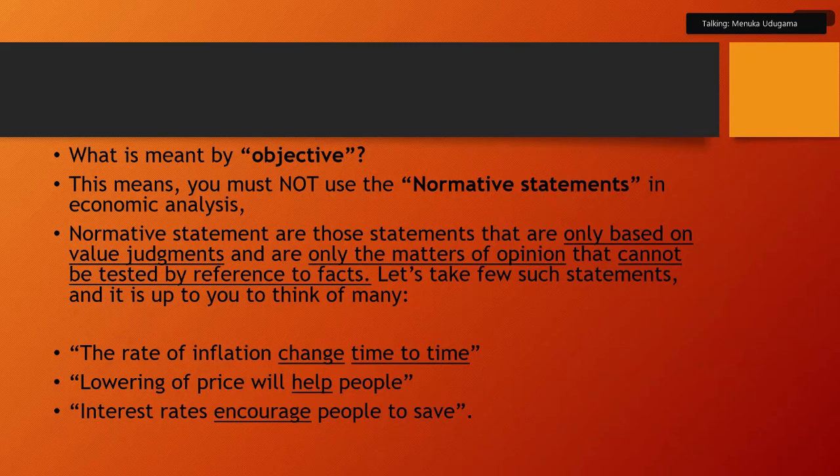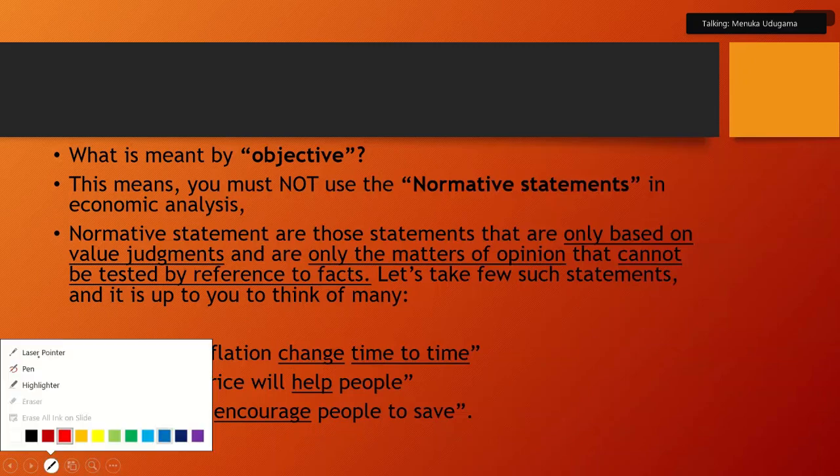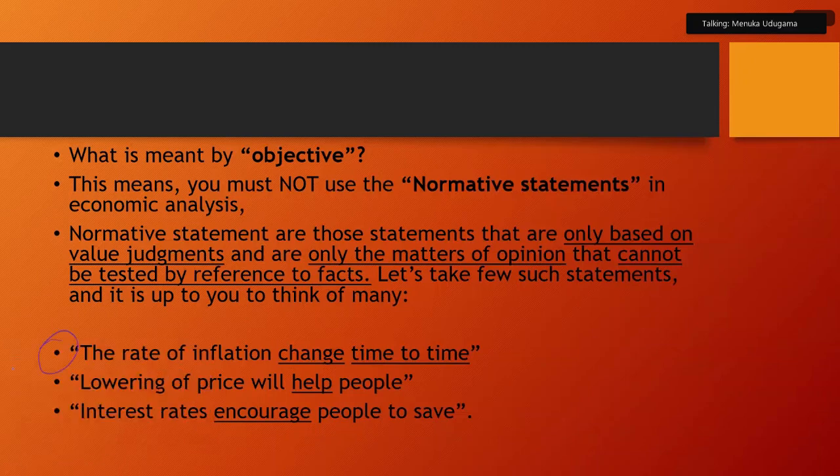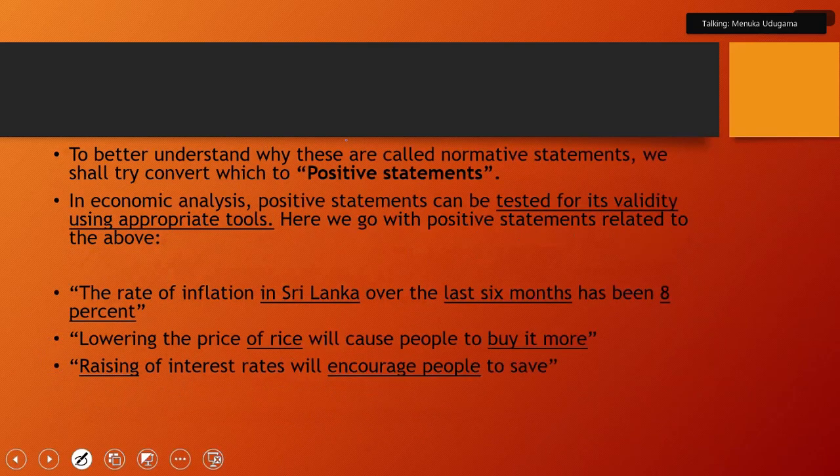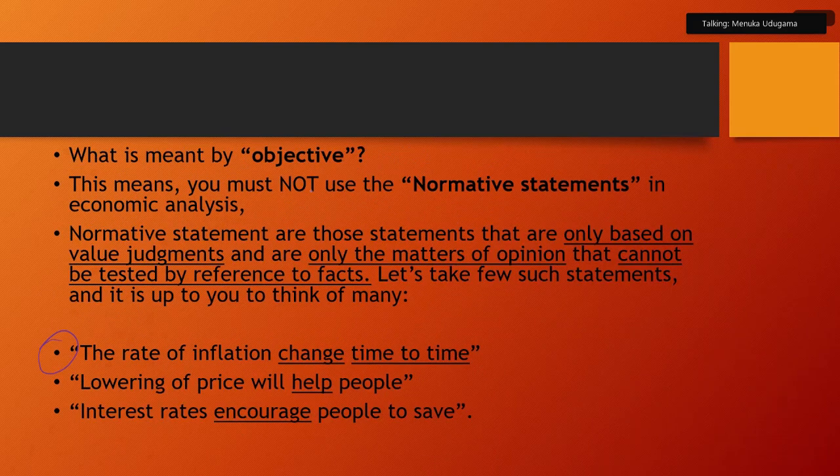Now look at this example. It says the rate of inflation changes time to time. So what do we mean by the term objective? Objective or positive statements are statements based on facts and figures. Normative statements are usually based on judgments. The statement, the rate of inflation changes time to time, is a normative statement. It's a judgment. Even if you haven't studied economics, by looking at what's going on in the economy, we can say that the rate of inflation changes time to time.